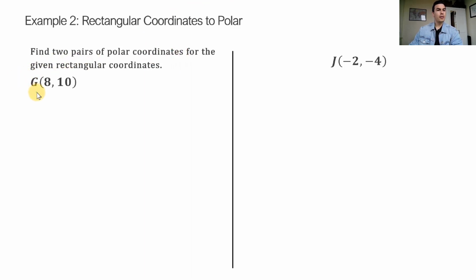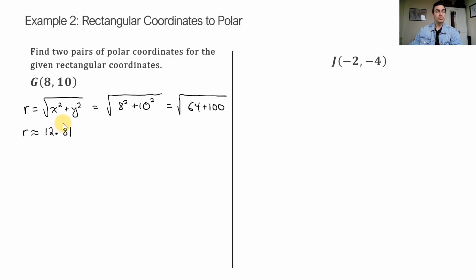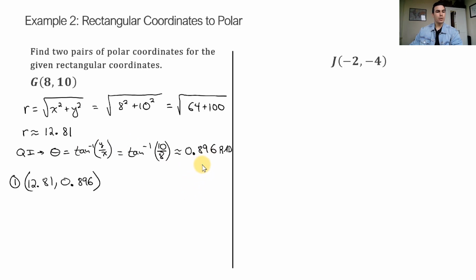Okay, so we're given the coordinates 8, 10. Let's go ahead and use our relationship for r equaling the positive square root of x squared plus y squared. That's going to be the square root of 164, which is approximately 12.81. Now we are in quadrant 1 here, right? I've got positive x, positive y. So I can just use theta equals inverse tangent of y over x. So we can plug in y as 10, x as 8, and we would get approximately 0.896 radians. So that would be our coordinate right there.